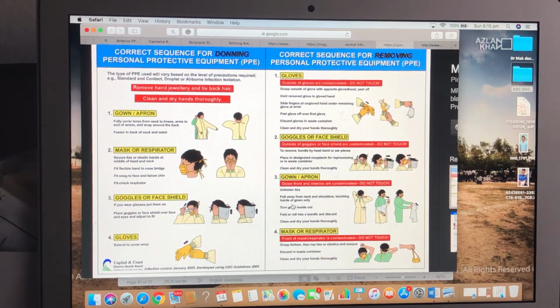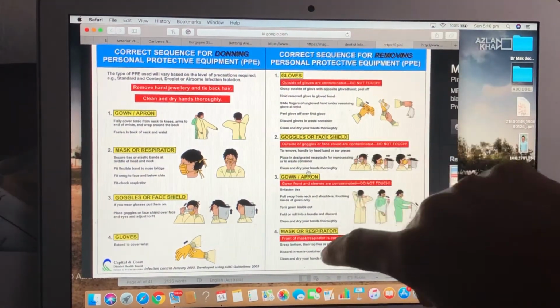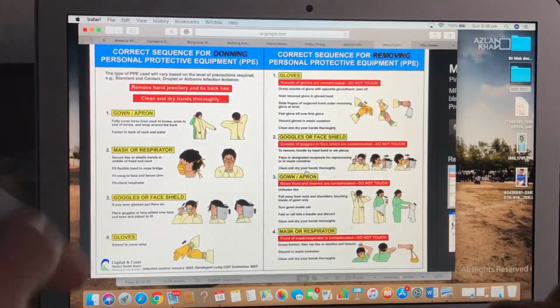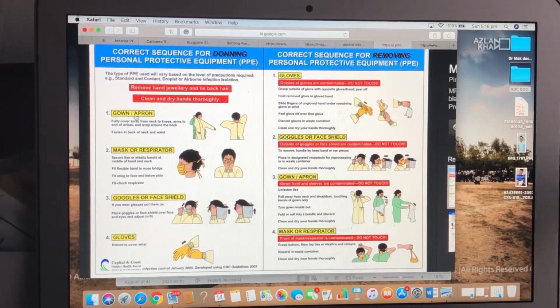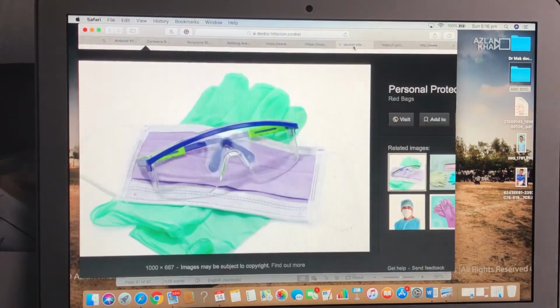In Australia, gown always goes last and mask is second last. Okay, so don't listen to what this says here. Just focus on what I'm telling you. Okay, so gloves opposite to this. So first thing is apron, which you'll already be wearing as the gown, then mask, then glasses, and then gloves. And when you remove it, do completely opposite. Yeah, this is again the same thing.